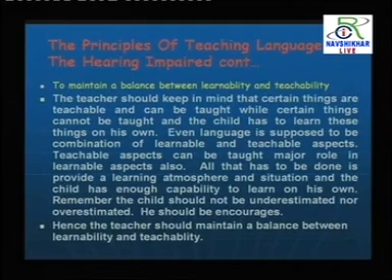Now, here we say learnability and teachability. Now, it is said that language is a learned behavior.